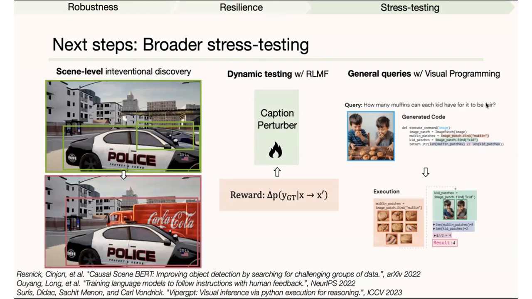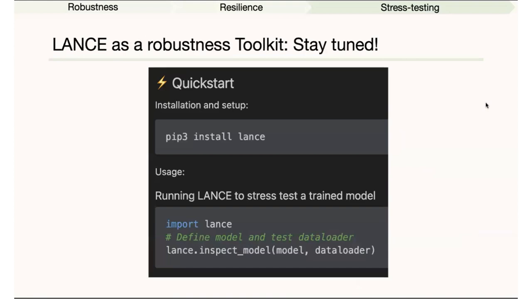Something we think could be interesting is this whole line of visual programming, like ViperGPT and VisProg, which is more useful for open-ended compositional queries. You want to find out if the model fails in more complex compositions. You can do that by expressing a query as code and having it compile. And we're working on releasing this as an open source robustness toolkit, where you can just pip install it and, given a model and a data loader, surface all these kinds of error modes and generate plots.